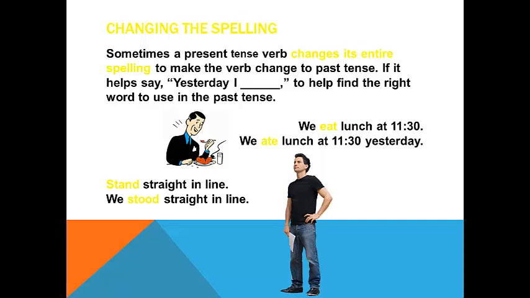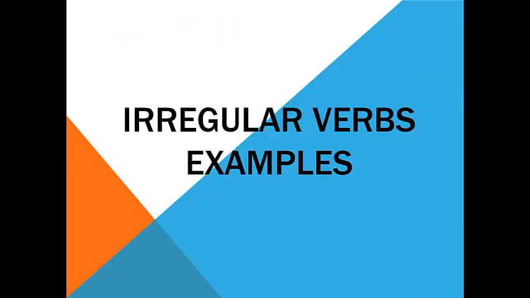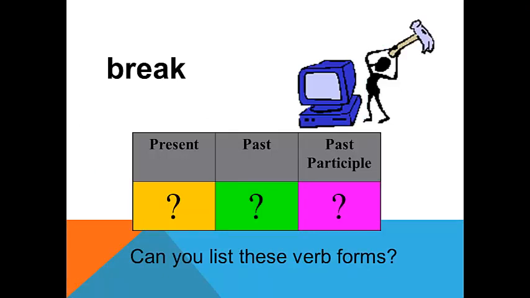For example, we eat lunch at 11:30, present. What about the past? We ate lunch at 11:30 yesterday. Second example, stand straight in line. We stood straight in line. Past. Alright. So let's see some other examples of irregular verbs in past.